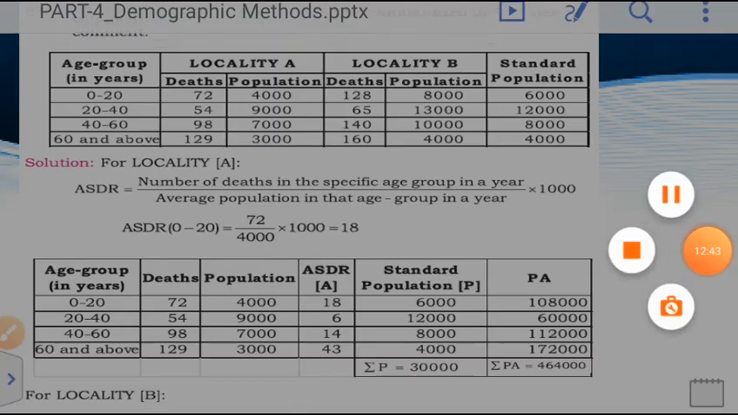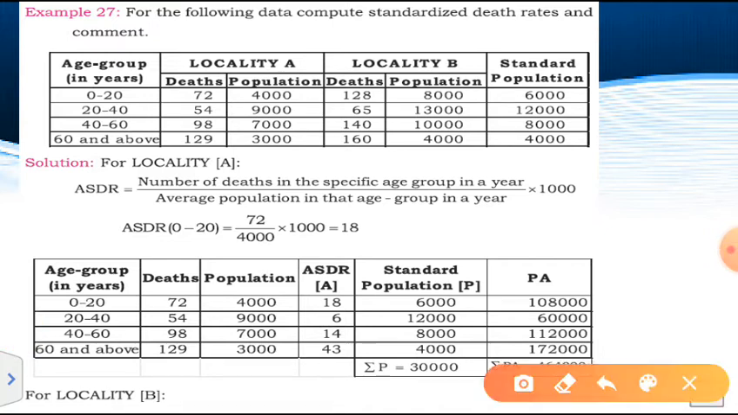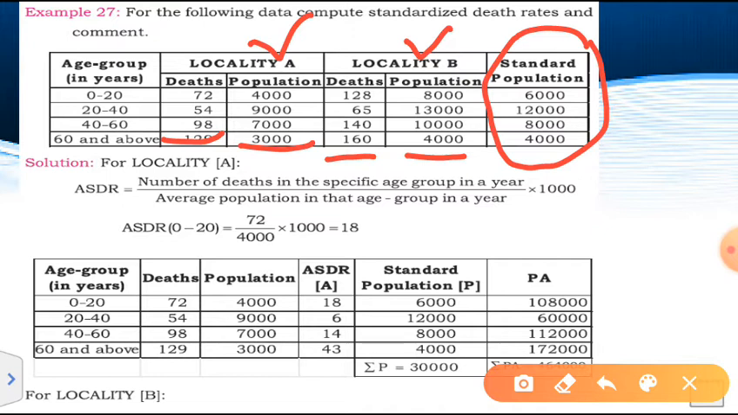Here also we have to compute the standardized death rate and comment. Why do we have to comment? Because we want to compare the two populations. Again here we have been provided with locality A, deaths and population, locality B, deaths and population. D and P are given, and one more thing is given, which is the standard population. So again the process is the same.